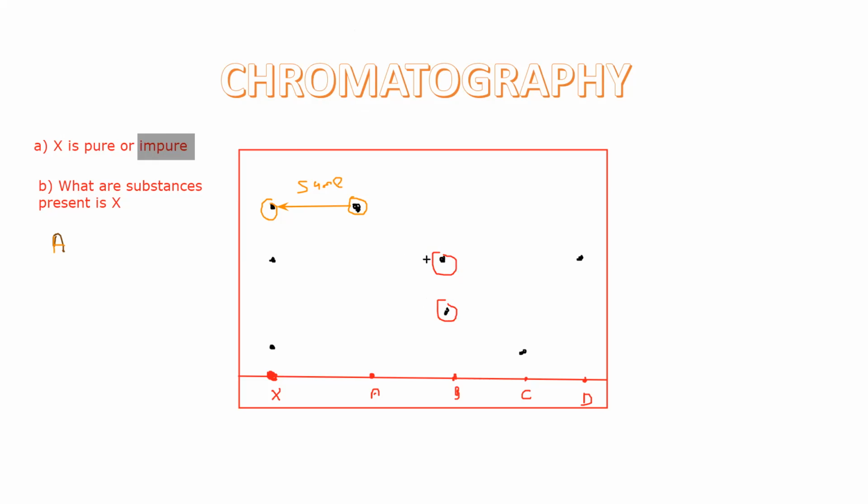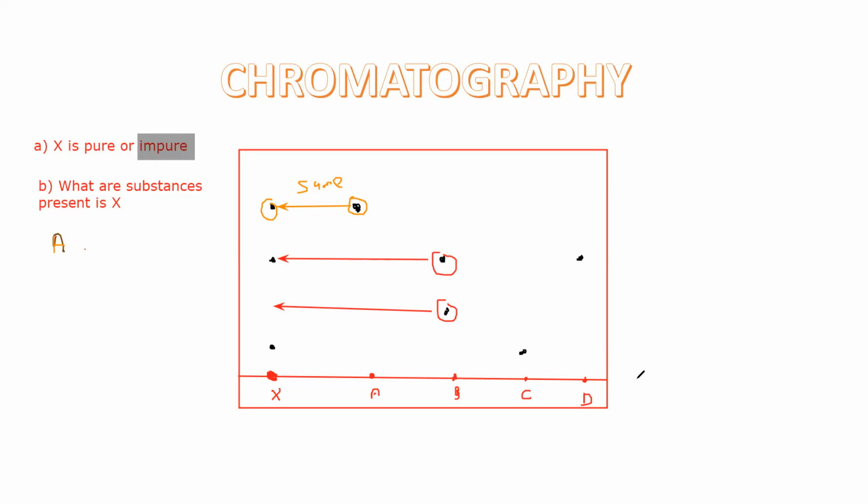So C and D are in the exact same position as in X. So in that case we can say, when we check for B, one spot is matching, but the other one does not match. So it means the sample B is not present. B is not there because only one of the spots of B is matching.